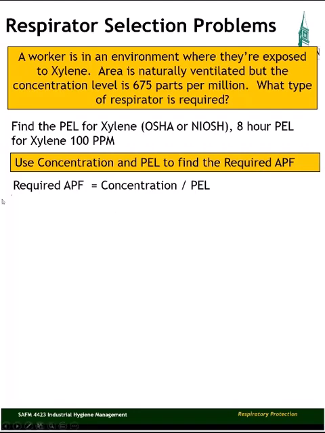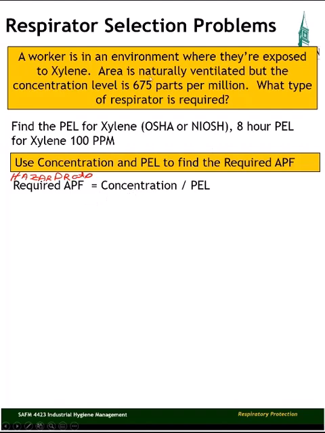And let me go ahead and put in the correct terminology here. Hazard ratio. The hazard ratio is going to tell us what APF is required, but hazard ratio is the correct term for what we're doing in this step.